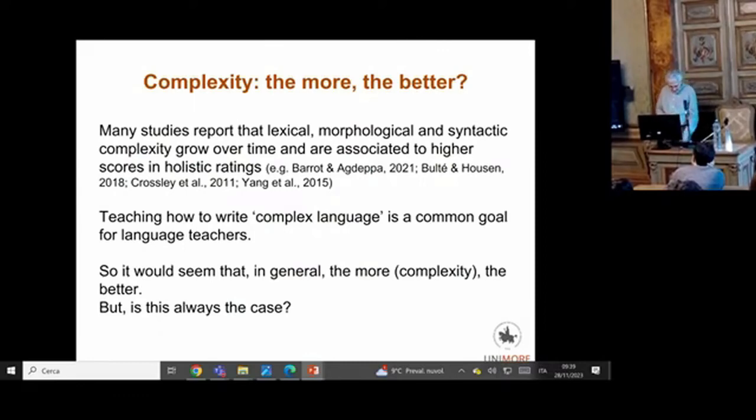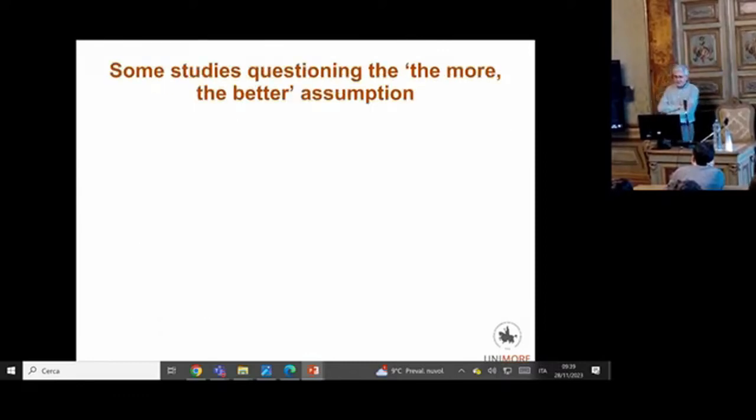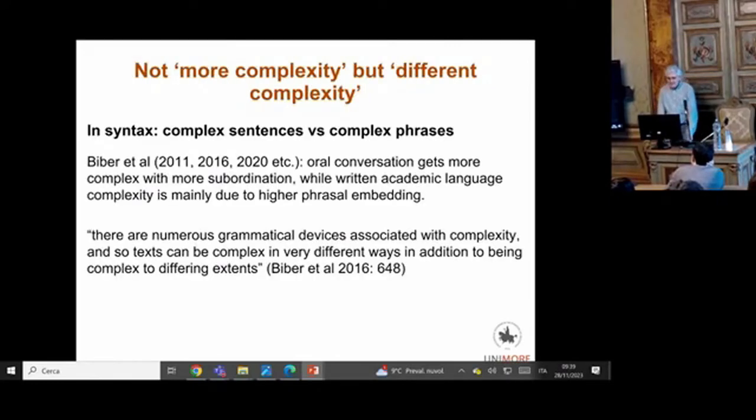But is this always the case? No, of course. There are several studies questioning the more-the-better assumption, and I will just review a few of them. Douglas Biber is probably one of the most famous for having challenged this assumption that complexity grows over time. He questioned the assumption present in so much second language acquisition research that more subordination is more complexity.